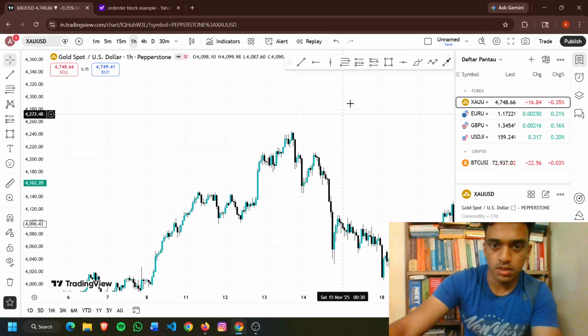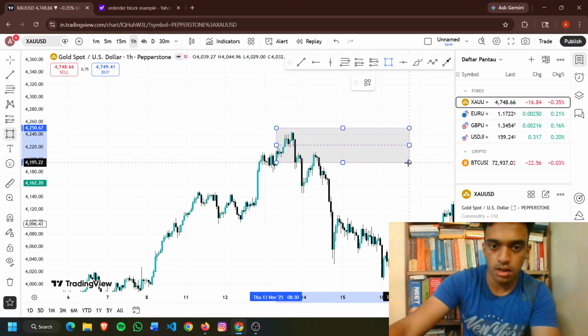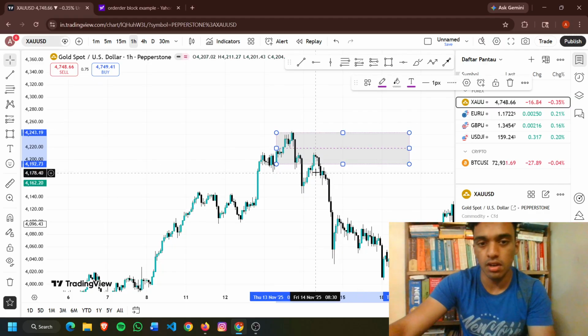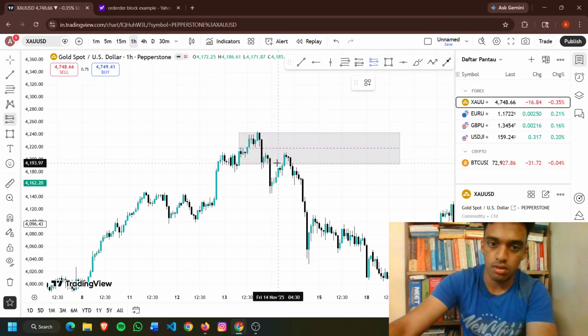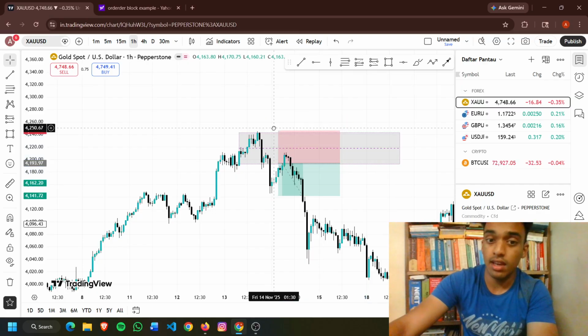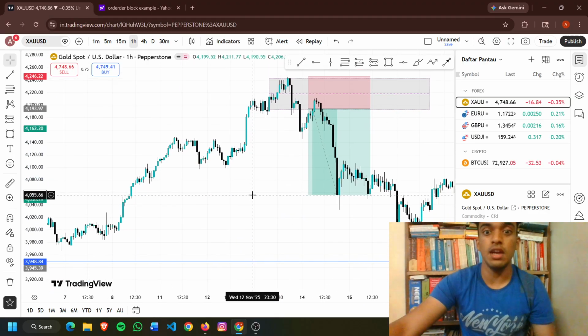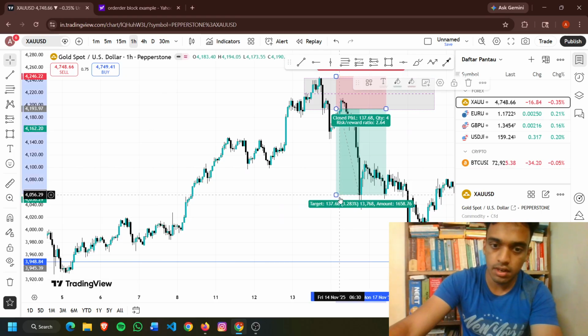See over here also it's the same. Up move prior to an up move... I mean, up move prior to the down move, the impulsive down move. So we would have entered, we would have kept our sell limit over here. See why sell limit and buy limit is important. You don't have to wait for the market to come. So we would have targeted this low.